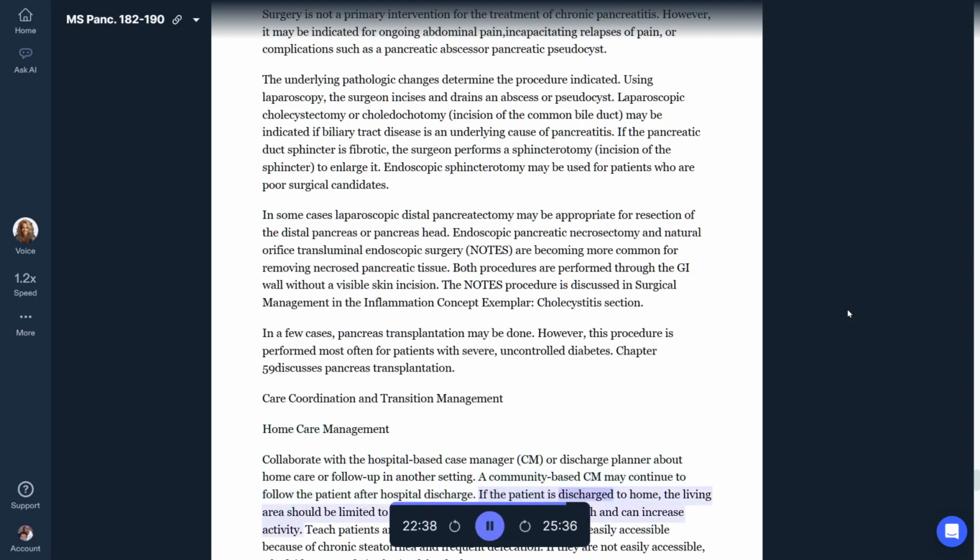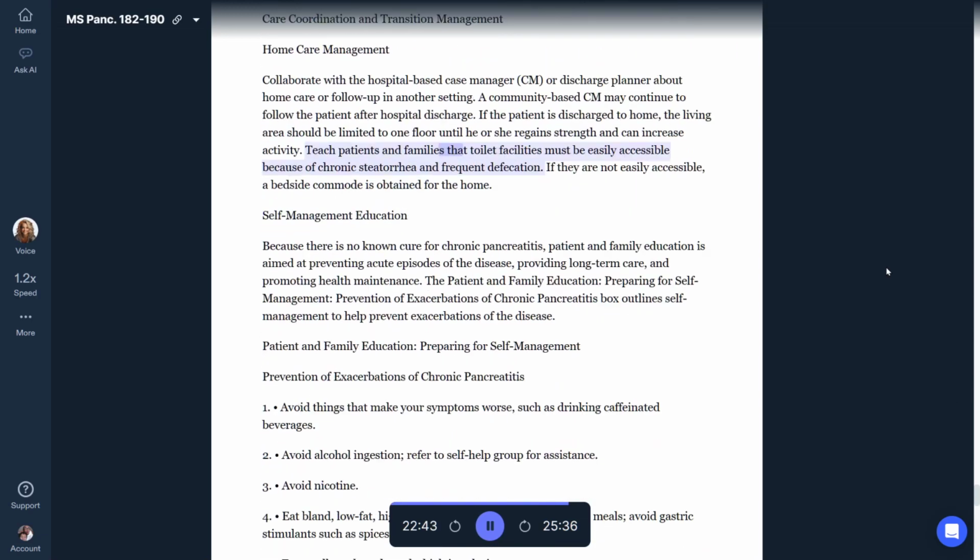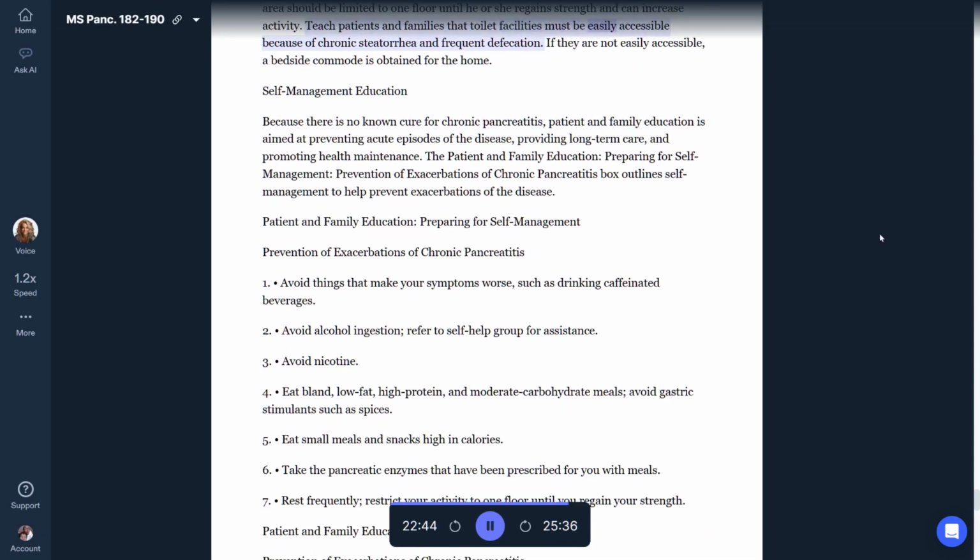If the patient is discharged to home, the living area should be limited to one floor until he or she regains strength and can increase activity. Teach patients and families that toilet facilities must be easily accessible because of chronic steatorrhea and frequent defecation. If they are not easily accessible, a bedside commode is obtained for the home.